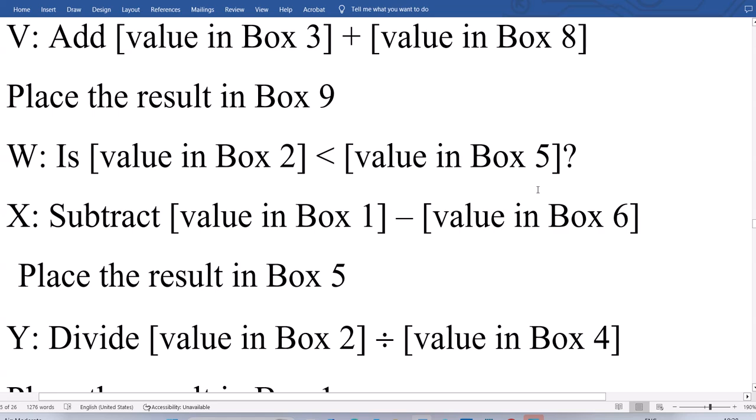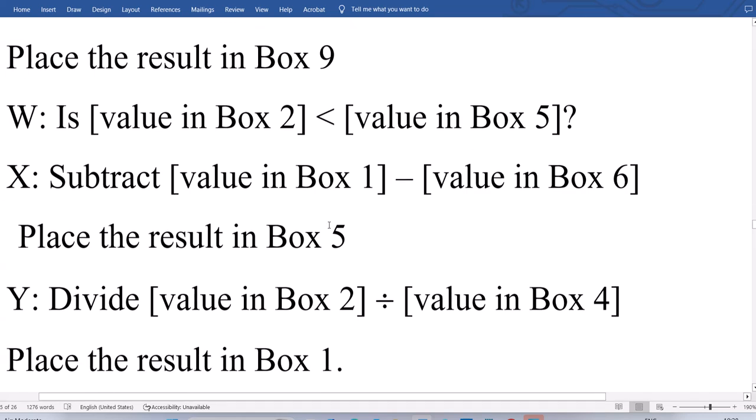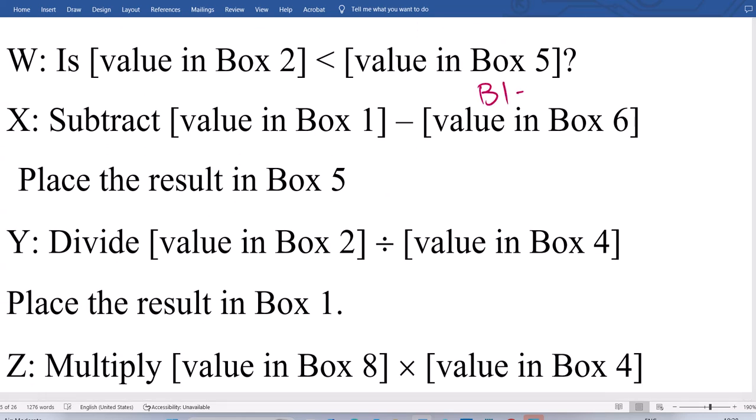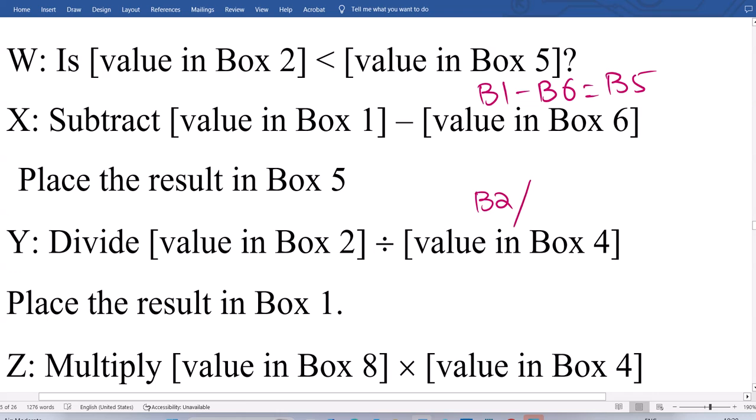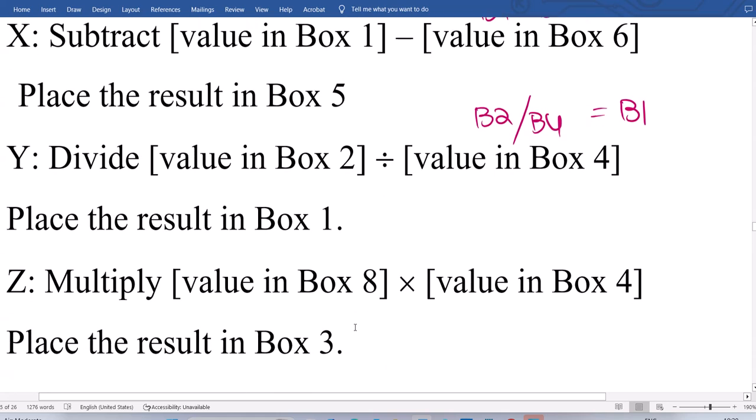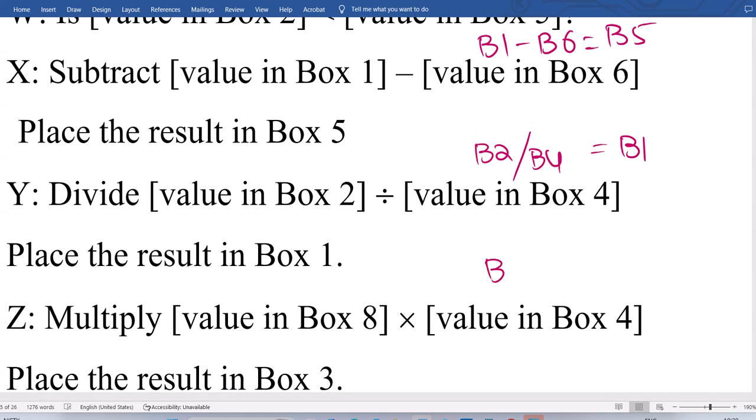I hope you copied V. Simply write B3 plus B8 equal to B9. No need to note down as it is. Okay, B3 plus B8 equal to B9 is V. W is B2 less than B5 question mark. Simply note in that way. X is nothing but B1 minus B6 is equal to B5. Y is B2 divided by B4 equal to B1. Z is nothing but B8 into B4 equal to B3. Box 8, box 4, put that in box 3. So with that all steps are complete.